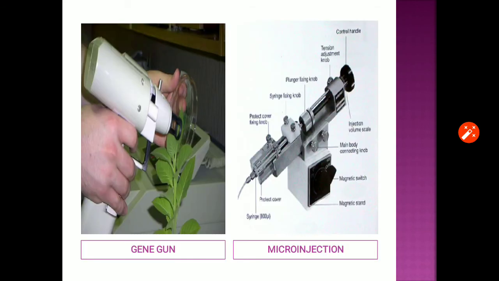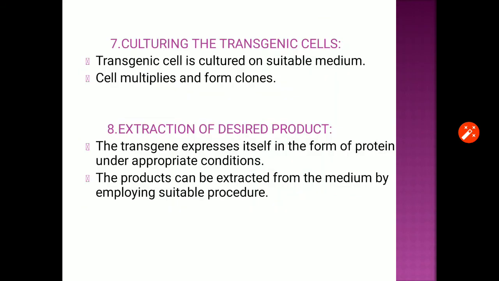Now there is the image of the gene gun and micro injections. The seventh step of the process is culturing the transgenic cells. The transgenic cells are the cells which have the recombinant DNA, and we culture them on a suitable medium, and the cells multiply and form clones. Basically, the equipment that will be used for the cloning of the desired cell is the bioreactor itself that I have discussed with you earlier.